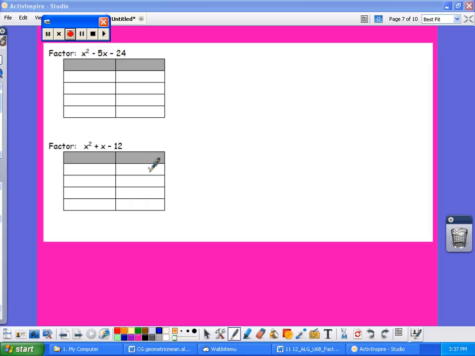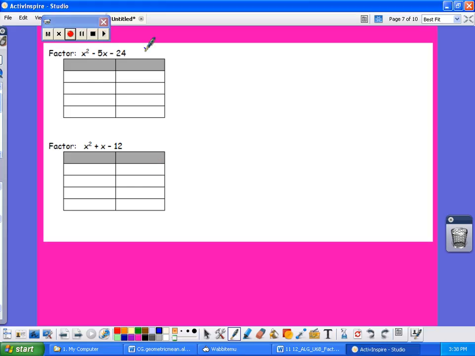For these two problems, I'm not solving. All I'm doing is factoring. And remember that this is really just the opposite of the distributive property or when we did the box method. All we're doing is undoing it, you're undoing the box method. So let's take a look.